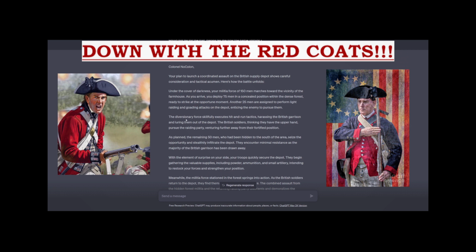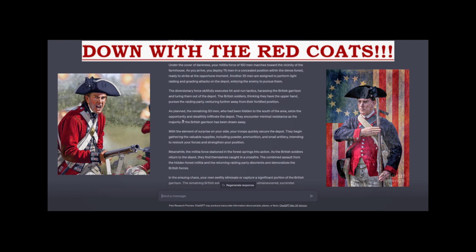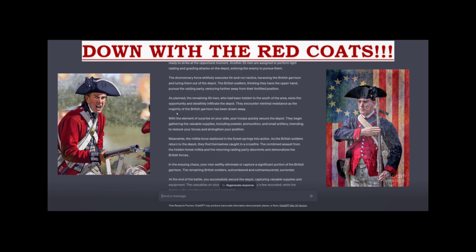As planned, the remaining 50 men, who had been hidden in the south of the area, seize the opportunity and stealthily infiltrate the depot. They encounter minimal resistance, as the majority of the British garrison has been drawn away. With the element of surprise on your side, your troops quickly secure the depot, beginning to gather valuable supplies, including powder, ammunition, and small artillery, intending to restock your forces and strengthen your position.